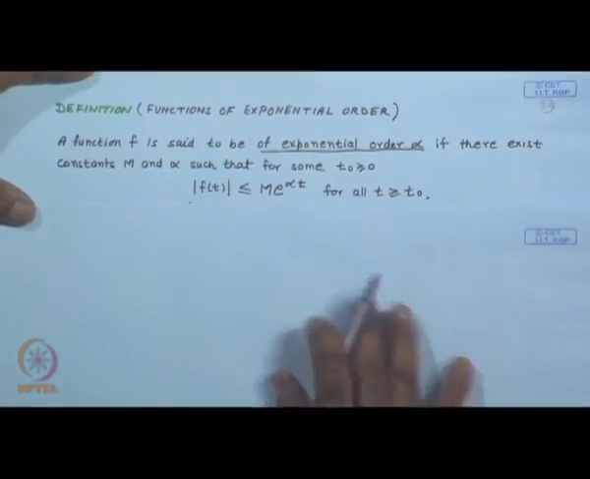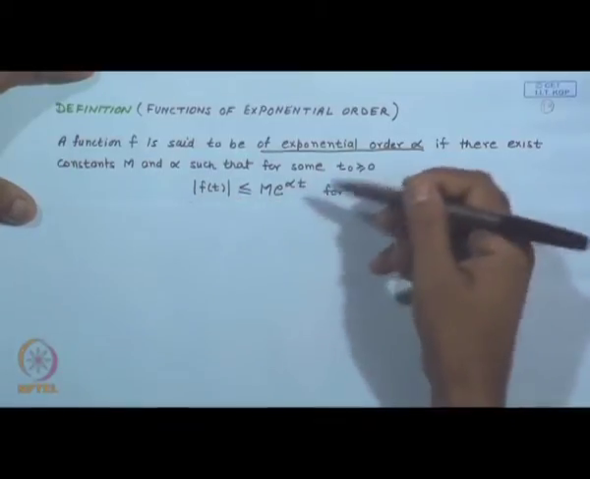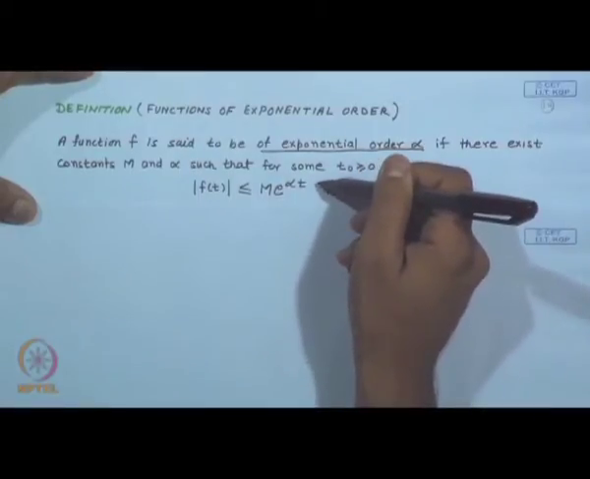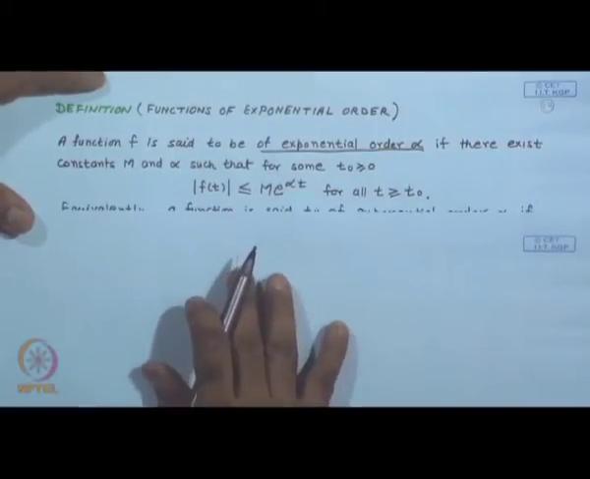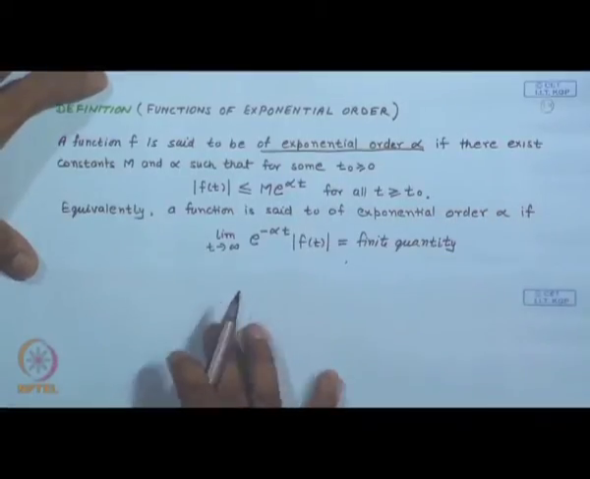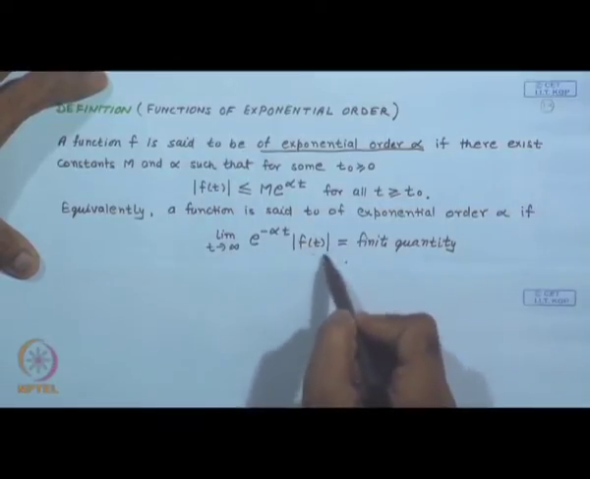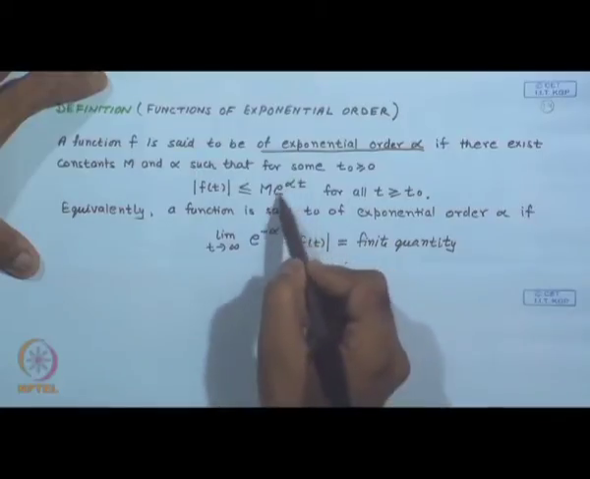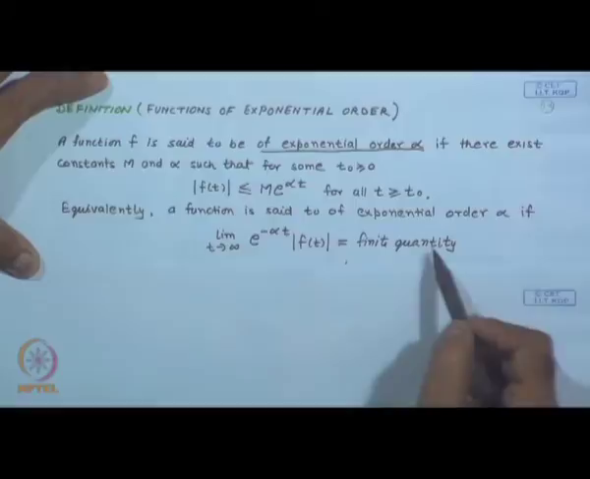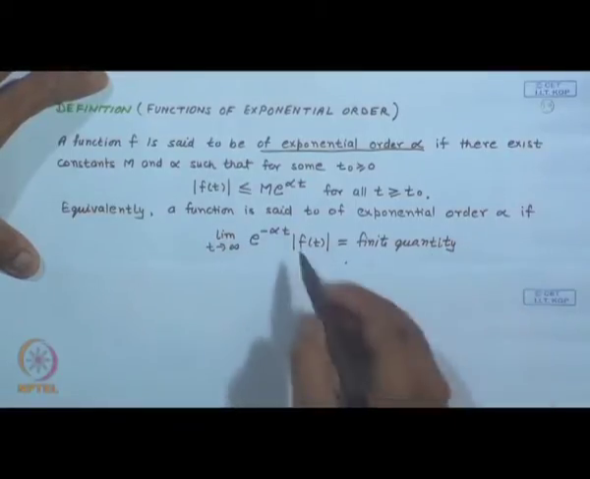In practice, it is difficult to check this inequality to determine whether the function is of exponential order or not. So for that we have an alternative definition. A function is said to be of exponential order alpha if the limit as t tends to infinity of the absolute value of f(t) times e to the minus alpha t exists, of course as a finite quantity. Then we say that the function is of exponential order.